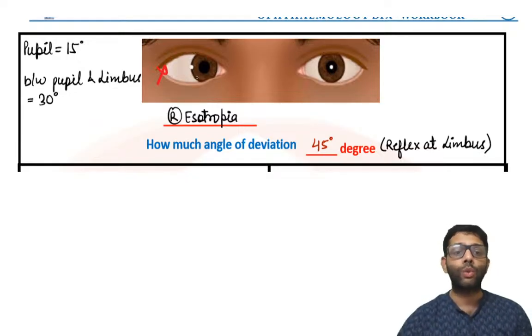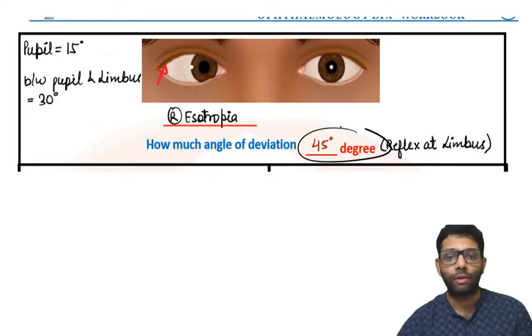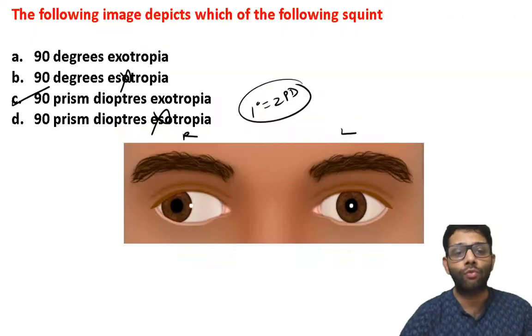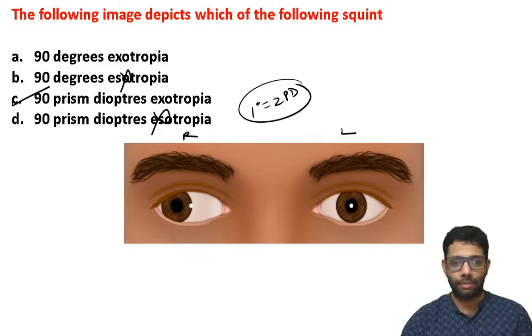Now this I have told you. A similar picture, but eso, I gave you in the DFX. 45 degrees of squint at 1 degree equal to 2 prism diopters. Here they are given exo 45 degrees, but 1 degree equal to 2 prism diopters. So they are given in prism diopters. So that is right, exotropia, 90 prism diopter or 45 degrees.